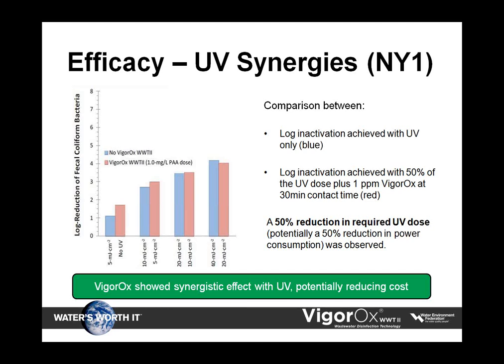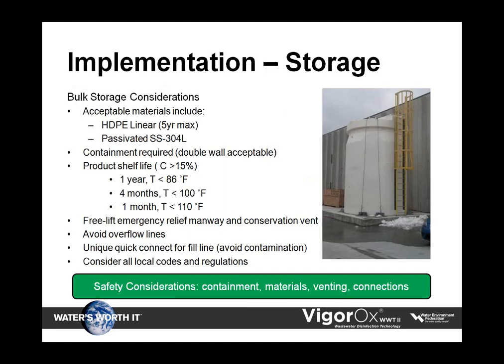While more research is needed to define operating parameters under which cost is minimized, this study suggests that a 50% reduction in power consumption is possible and could be very significant for large UV plants across the country. So let's change gears now and discuss the engineering aspects of implementation of Vigorox disinfection systems.